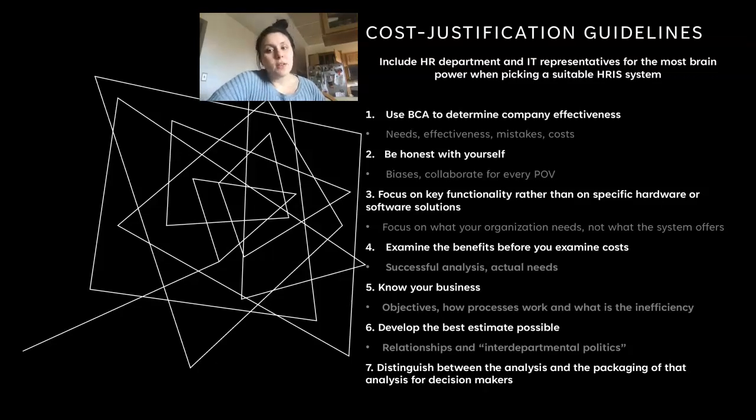Focus on key functionality other than specific hardware and software. Focus on the organizational needs, not what the system offers, because you have to focus on what is actually needed to save as much costs. Examine the benefits before you examine the costs, and this is the way to have the most successful analysis and the way to focus on needs and not just the cost. Know your business. Find out the different objectives for both different departments and see where the inefficiency lies. And then develop the best estimate possible and distinguish between the analysis and the packaging of that analysis for decision makers.